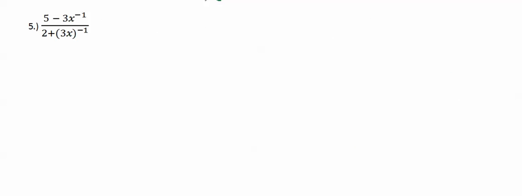This brings us to our last example. 5 minus 3x to the negative 1 over 2 plus the quantity 3x raised to the negative first power. Pause the video and see how far you can get. Hopefully what you recall is the negative 1s are inverses. So that's the first thing I'm going to take care of. 5 minus 3 over x divided by 2 plus 1 over 3x.